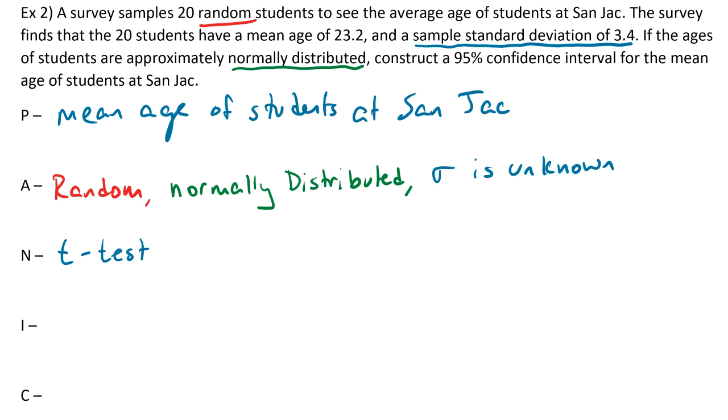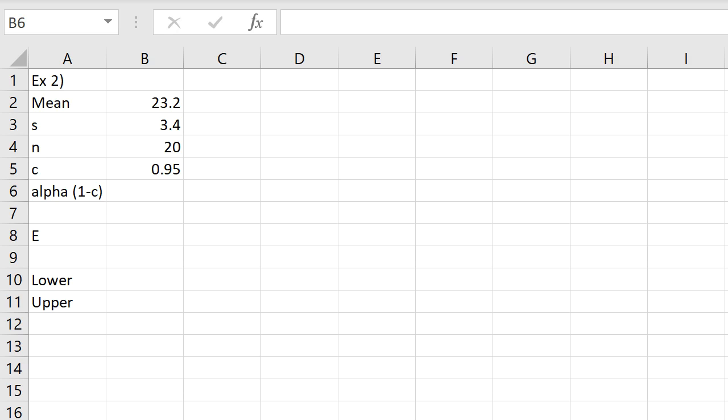All right, I is our interval. So if we head back to Excel, again, I have everything already written down in Excel just for your convenience while you're watching the video. So the mean was 23.2, the sample standard deviation was 3.4, number of samples we had was 20, and the confidence interval was 95% or 0.95. So again, we're going to need that alpha, so I'm going to go ahead and do equals 1 minus the 0.95.